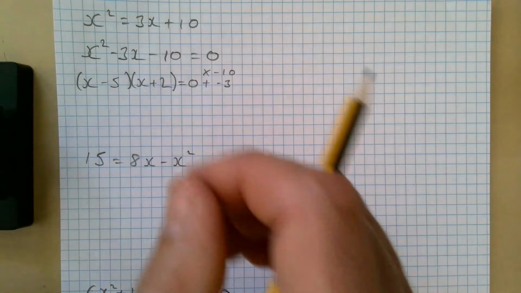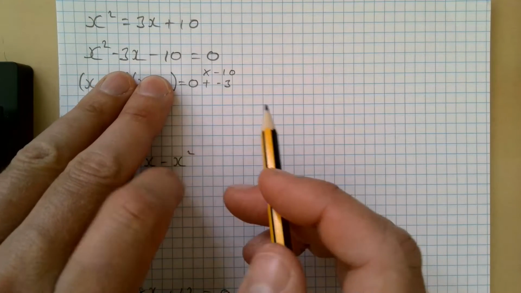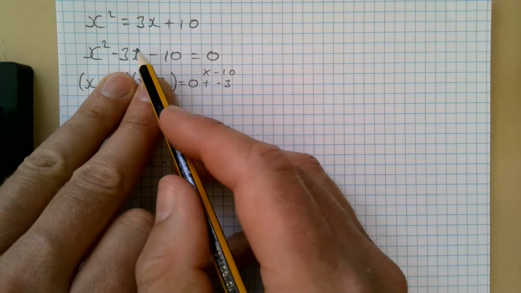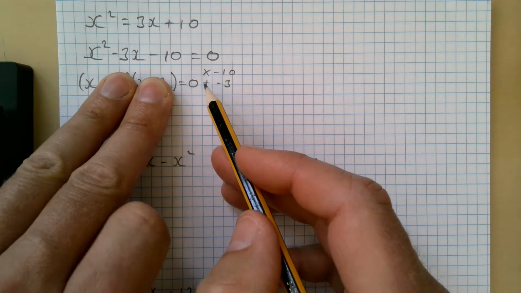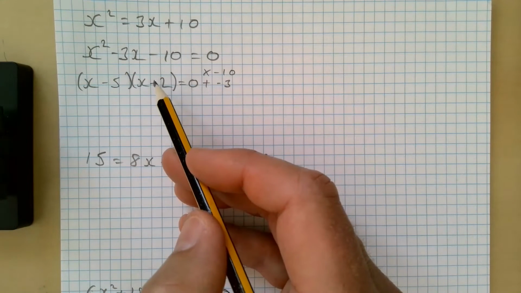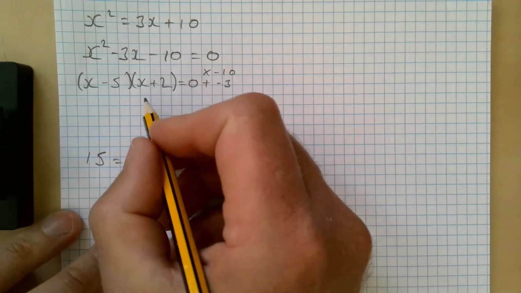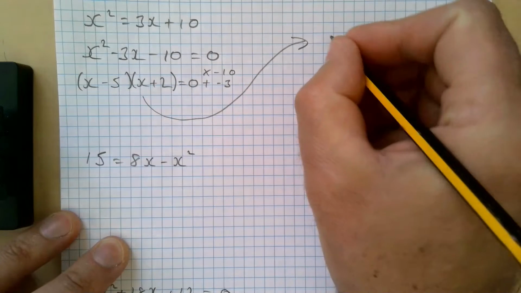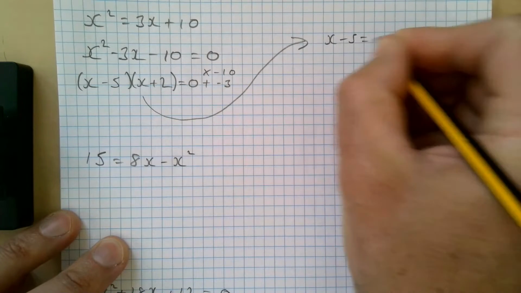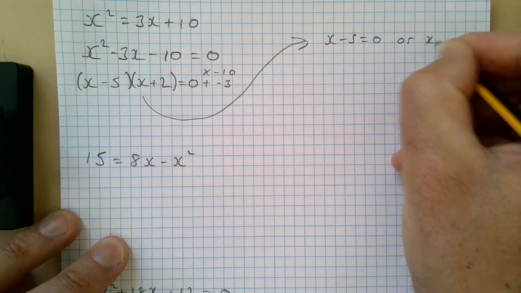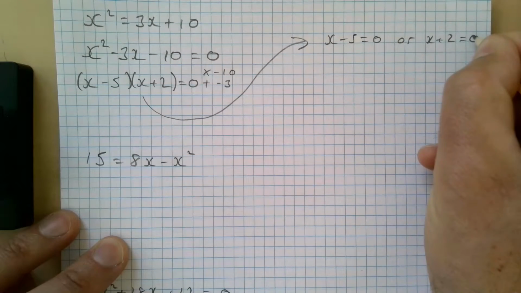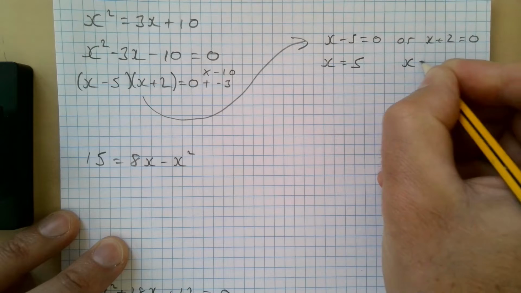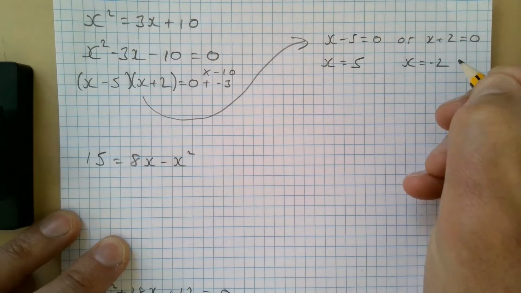Then I'm looking for two numbers. I've kind of ruined the surprise here. You can see the answers, but I'm looking for two numbers that multiply to give minus 10, and the same two numbers add to give minus 3. So they have to be minus 5 and 2. That means, again, our way of solving our quadratics is that either x minus 5 equals 0 or x plus 2 equals 0, and that means that x is 5 or x is minus 2.